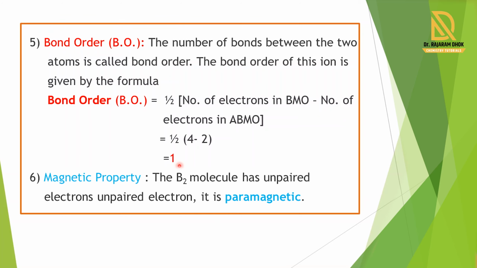Now we see the sixth point, that is the magnetic property. In the diagram we have just seen, the B2 molecule has two unpaired electrons, and when there are unpaired electrons, such a compound shows paramagnetic property.